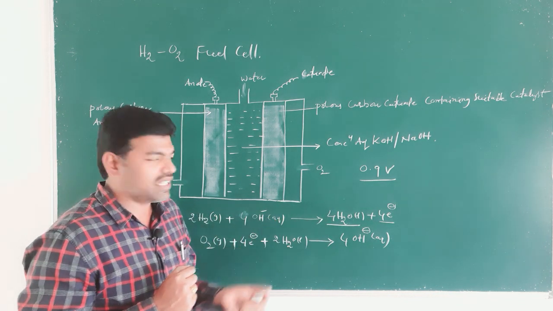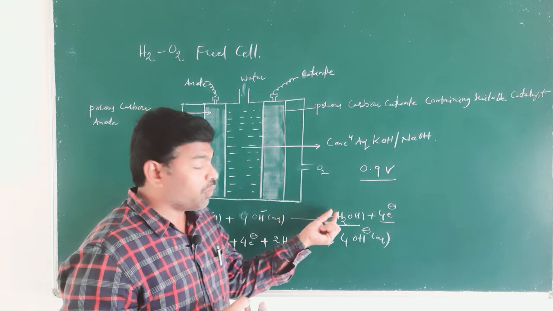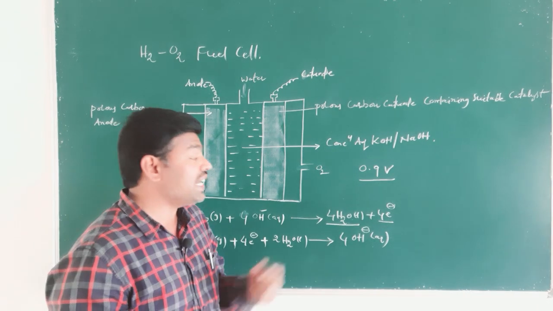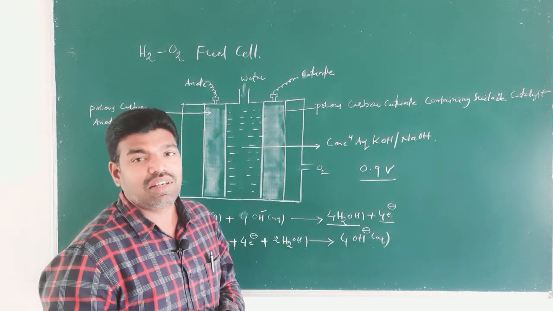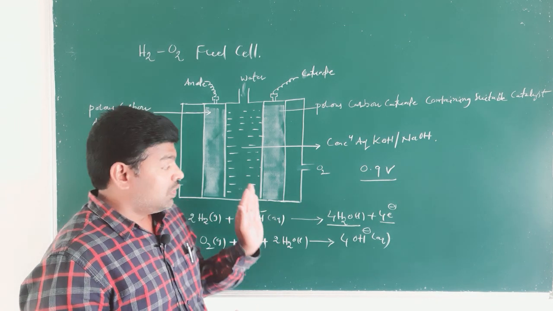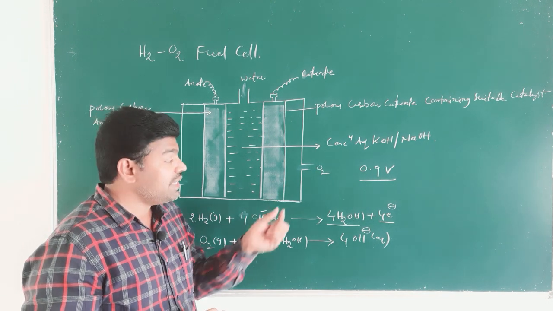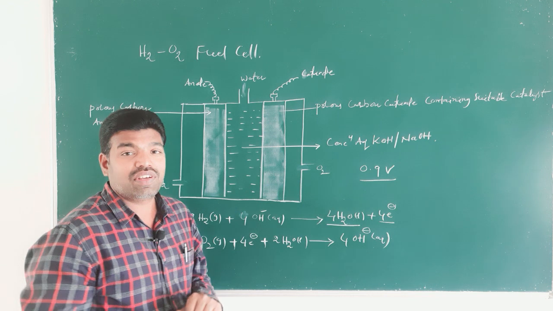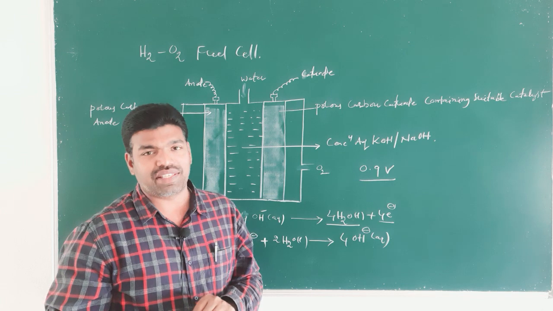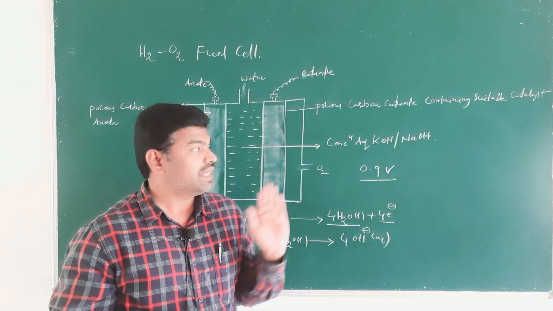So this electrode reaction provides drinking water also. That is one of the advantages of this cell. So this cell produces 0.9 volts, and the product so obtained at anode was used for drinking in Apollo moon flight. Right? Then there is another important point in this regard.